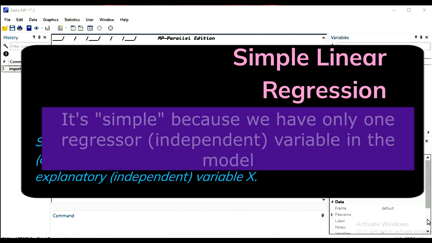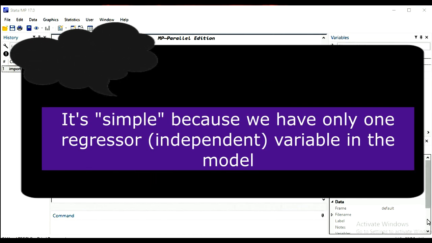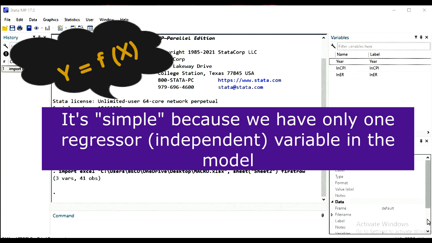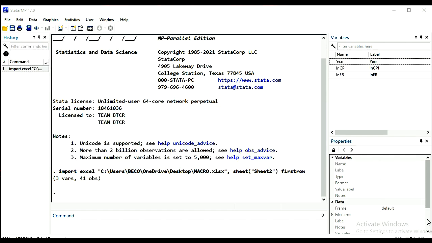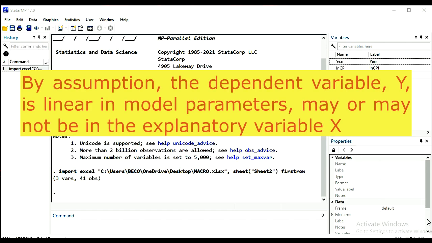The model is simple because the number of independent variables considered is only one. And again, the linearity component of the name implies that the outcome variable y should be linear in the model parameters, not necessarily in the regressor x.